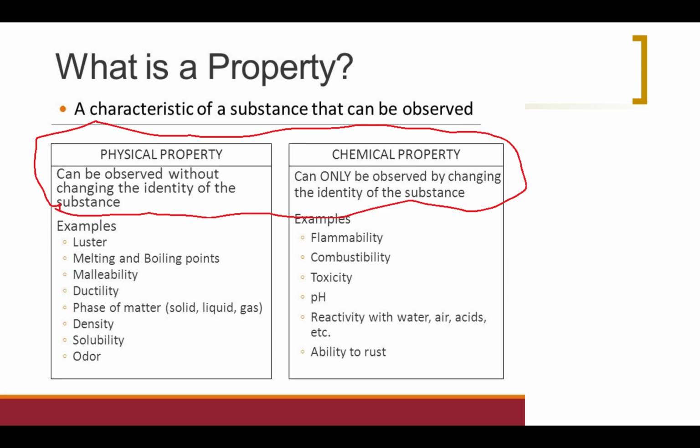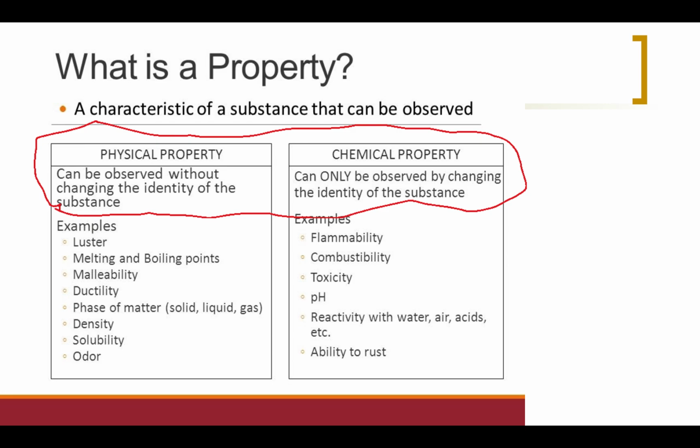Okay, so there are two types of properties, right? We have our physical properties, which can be observed without changing the identity of the substance. So that's, for example, if ice melts into water or water evaporates into gas. Those are physical properties, right? Whereas chemical properties can only be observed by changing the identity of the substance. So that's basically just what it reacts with, right?